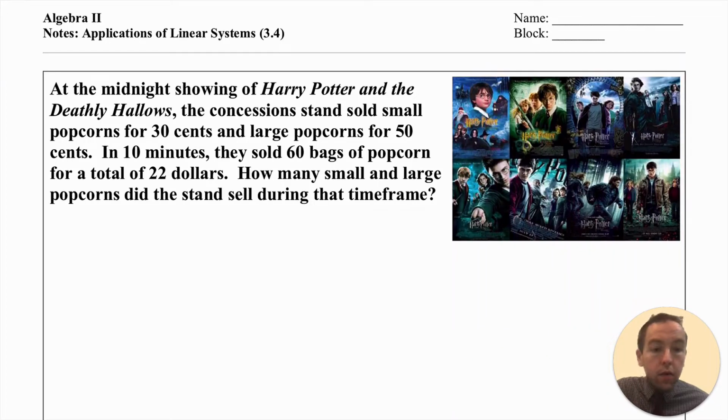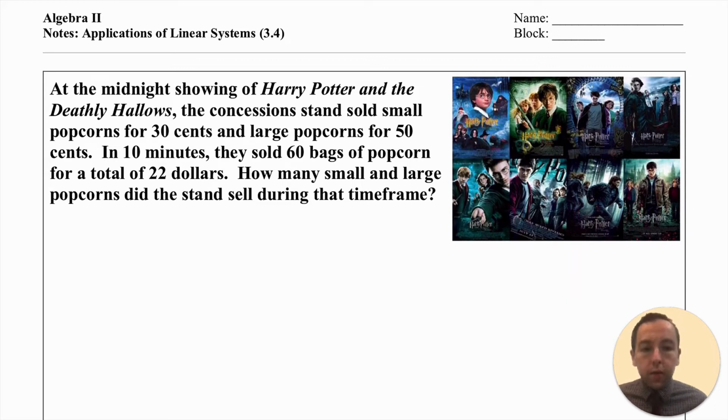Linear systems are a great tool to represent and solve different situations where there are a lot of different unknowns, and so we're going to take a look at a number of those different applications here. First of all, at the midnight showing of Harry Potter and the Deathly Hallows, the concession stand sold small popcorns for 30 cents a piece and large popcorns for 50 cents a piece. In 10 minutes time, they sold 60 bags of popcorn for a total of $22. How many small and large popcorns did the stand sell during that time frame?